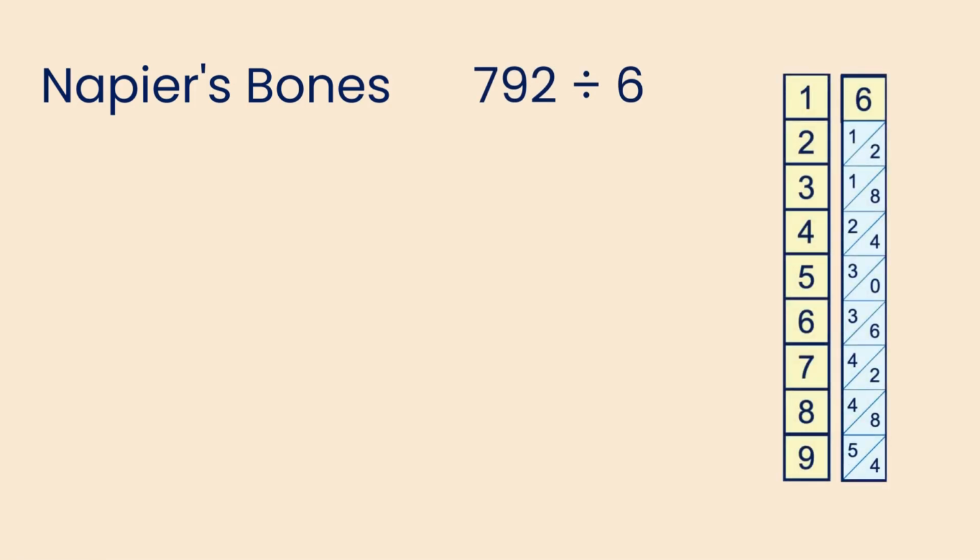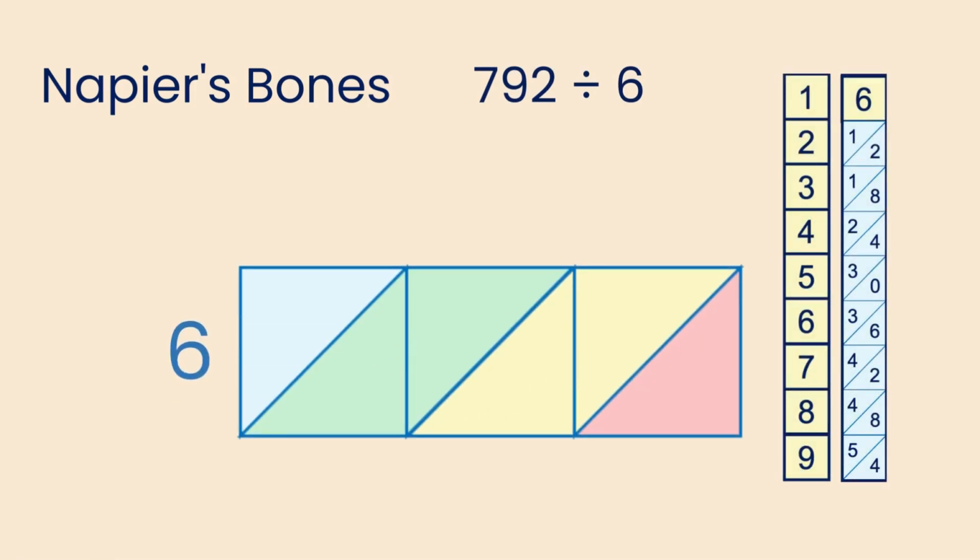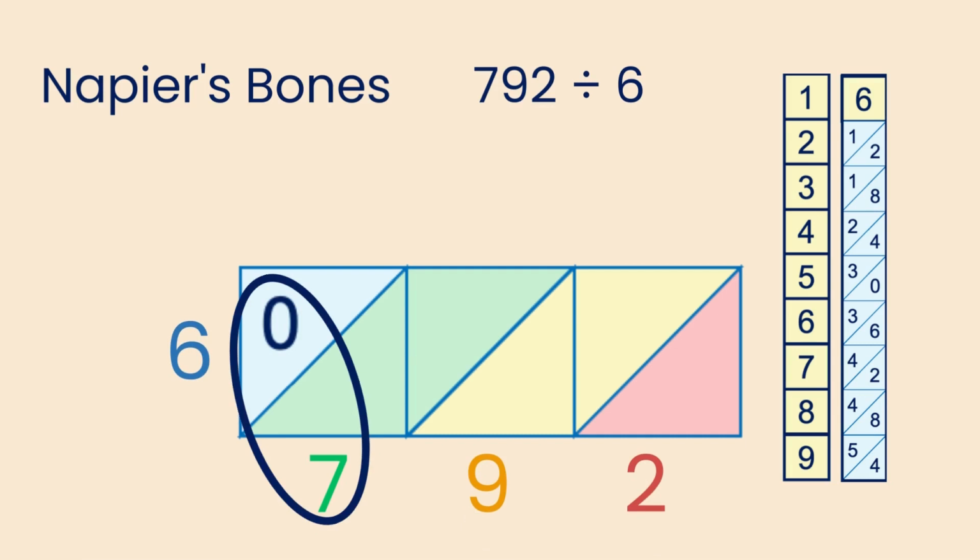Let's try dividing 792 by 6. This time we just need the sixth bone. We draw ourselves a table, write 6 to the left and 792 underneath. We begin by writing 0 in the first triangle and looking at the number 07. We want to know what is the biggest multiple of 6 that is still less than 7. We do this by looking at the sixth bone. The answer is 6, so we write 6 in the next triangle.